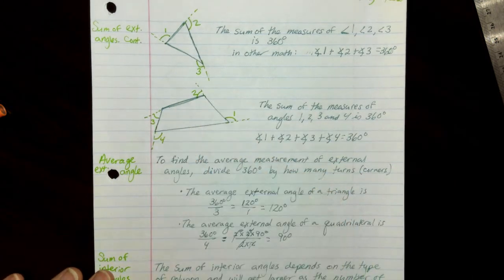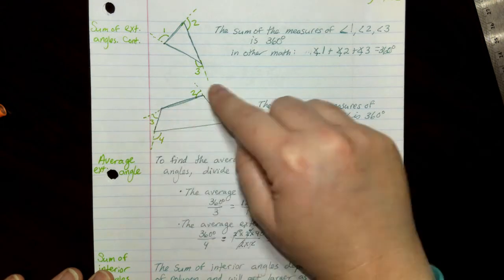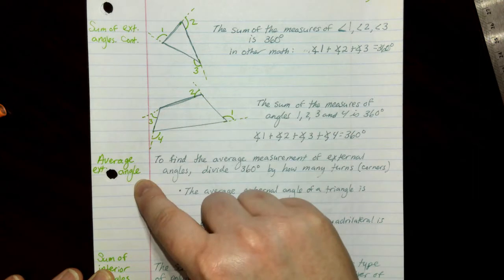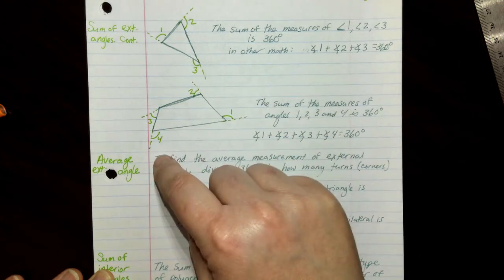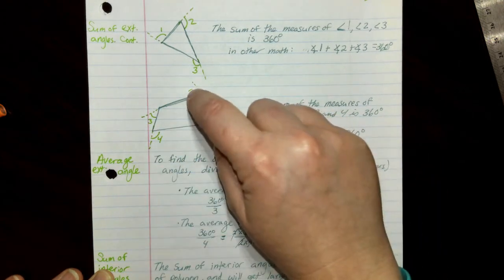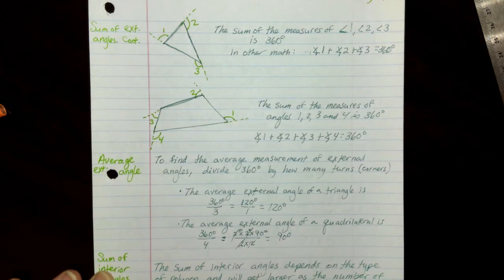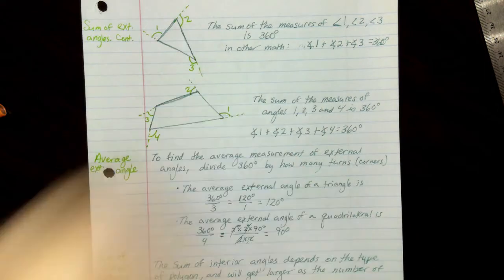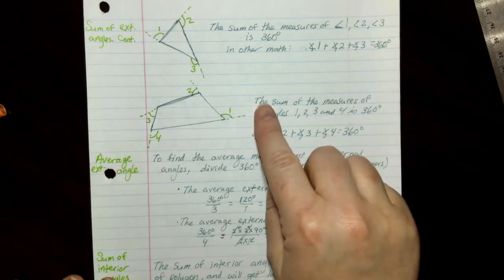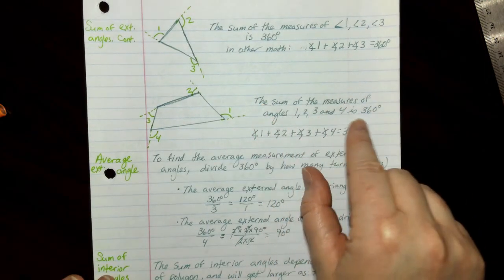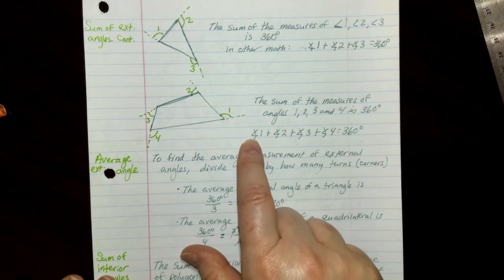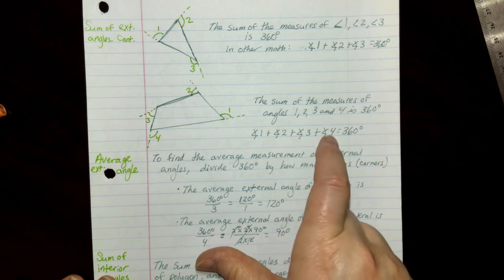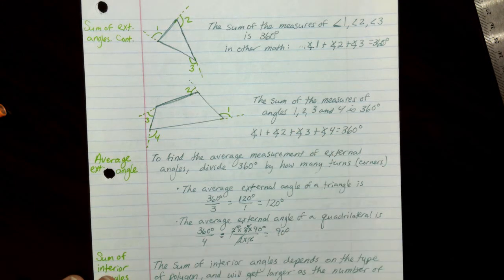So if I do the same thing with the quadrilateral, and I make all my shapes, I extend, I extend, I extend, I extend, label 1, 2, 3, 4. Just make sure you're always staying consistent about how you are extending and which side you're labeling. So the sum of the measures of angles 1, 2, 3, and 4 is 360. In other math, measure of angle 1 plus measure of angle 2 plus measure of angle 3 plus measure of angle 4 equals 360 degrees.